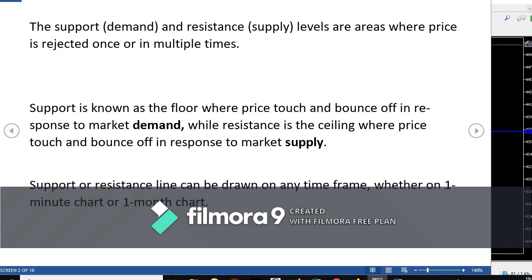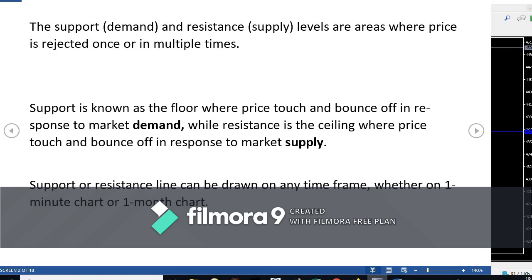Now, support is known as the floor where price touches and bounces off in response to market demand. Price is dropping, and then there's a level of force that meets price to push it back up, and that's called demand, market demand. While resistance is the ceiling where price touches and bounces off in response to market supply. Price is going up, and if there is a supply, price tends to drop.